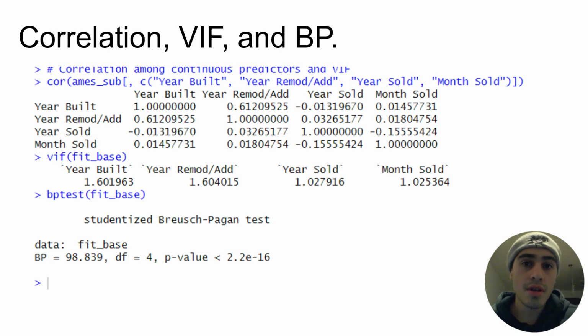Now we look at the correlation, variance inflation factor, and the Breusch-Pagan test. The correlation shows that year remodeled and year built captured about 60% of the same information. These are the highest correlated variables, with others sharing less than 15% of the same information. Next, the VIFs are all below 5, which means there's no evidence of problematic multicollinearity. Lastly, the Breusch-Pagan test looks for variance in the errors, which with a p-value this small and a BP of 98, there is non-constant variance in our errors.